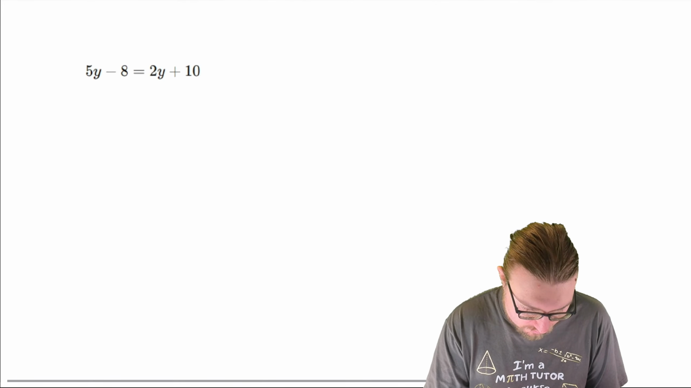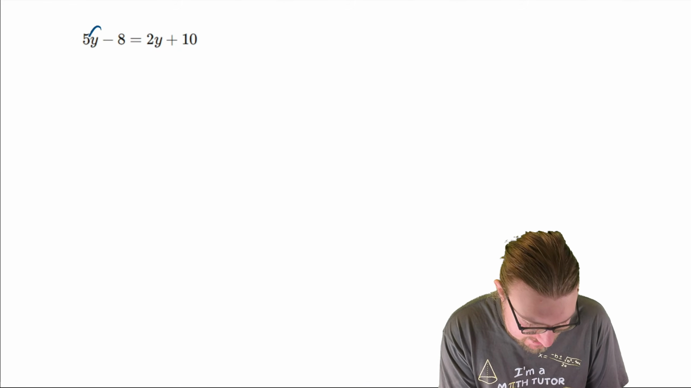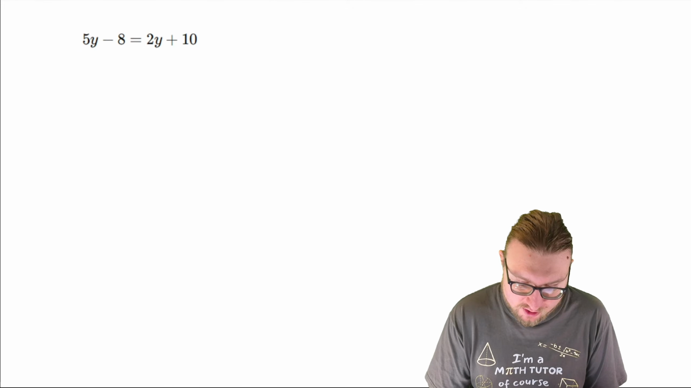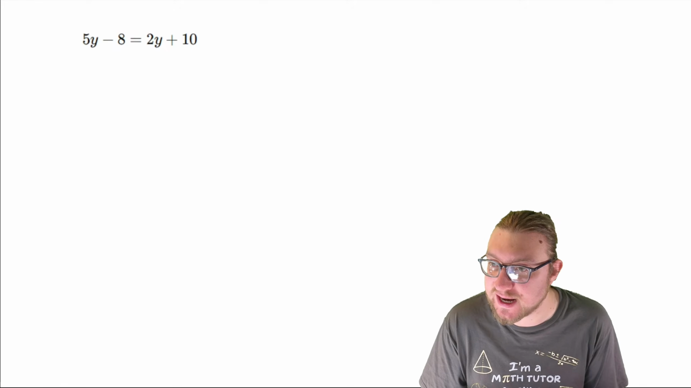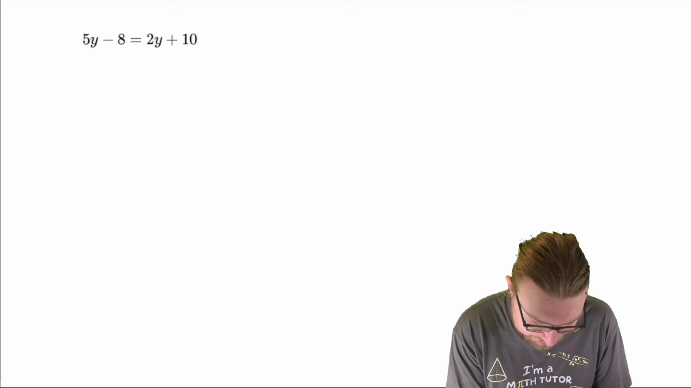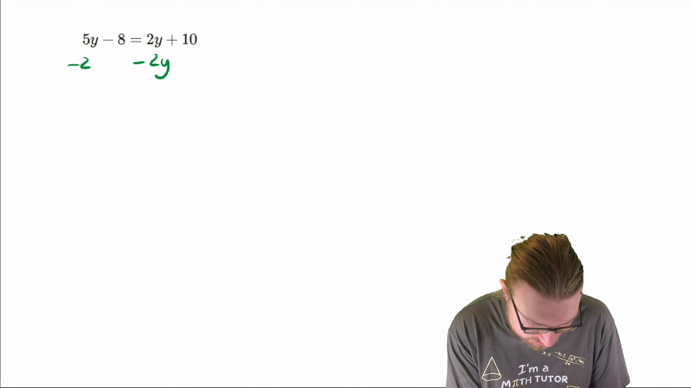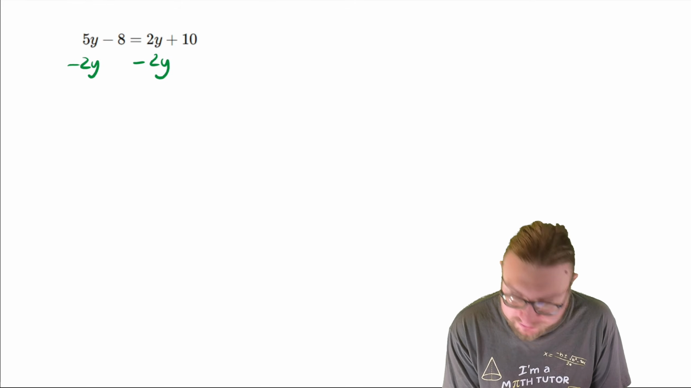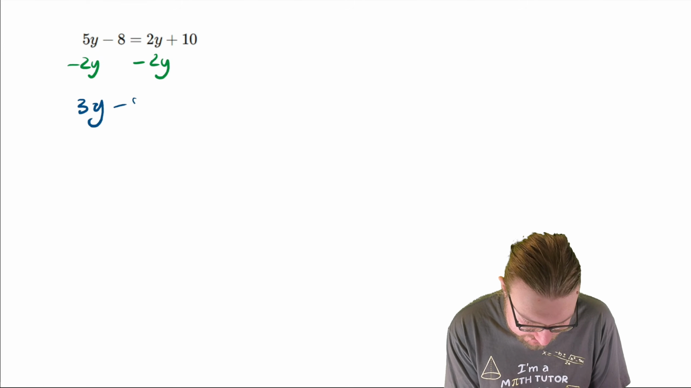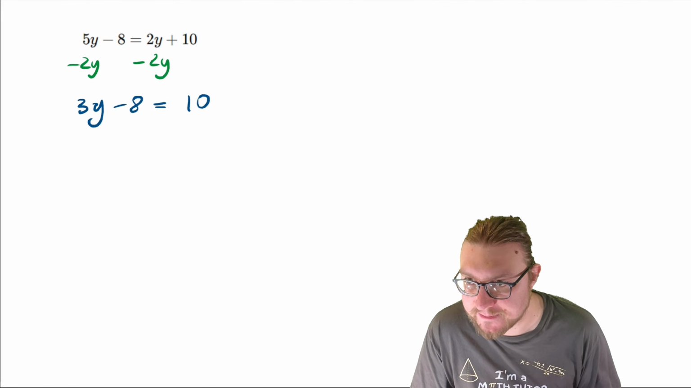Okay, one quick example again. Here we see it's again linear because we have y's and no squared terms, and we're going to do the first thing, which is isolate the y's. Here we have 2y, here we have 5y, we're going to put them together. Here we have 2y, the opposite is minus 2y, so we're going to do that on both sides. 5y minus 2y will give us 3y. Then we still have the minus 8, and on the other side we just have positive 10.